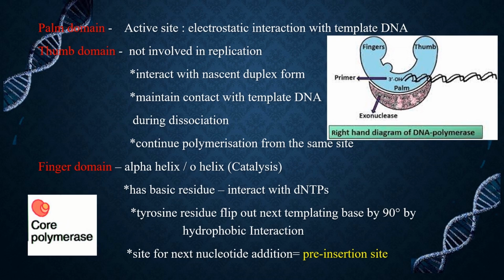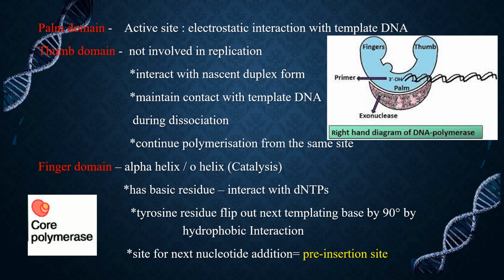The palm domain contains the active site and forms extensive electrostatic interaction with the template DNA. The thumb domain is not involved in catalysis, but it interacts with the nascent duplex form of DNA. It helps to maintain contact with the template DNA even when the active site temporarily dissociates after each nucleotide addition. So it helps to continue polymerization from the same site. So it contributes to the processivity of DNA polymerase.